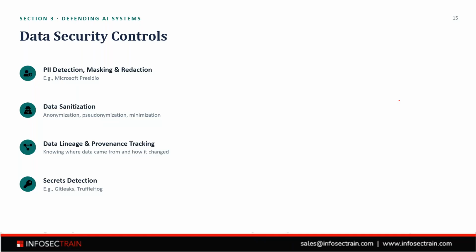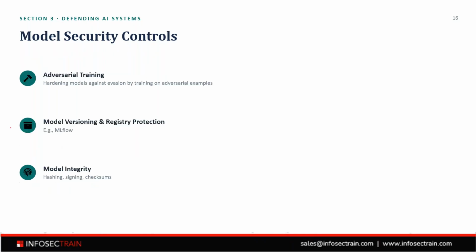You can see all these detections that are there. Okay, so when you're talking about defending these AI systems, I told you about multiple attack surfaces. So we are securing those attack surfaces itself. So you can see the data security controls we have. Okay, then we have the model security controls.